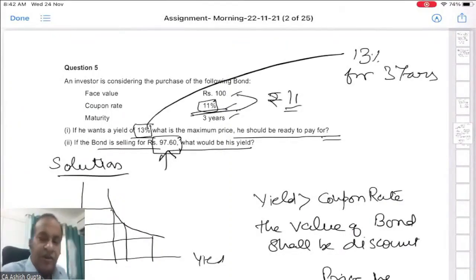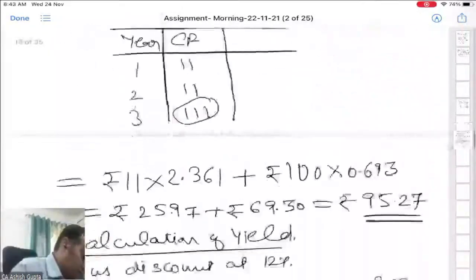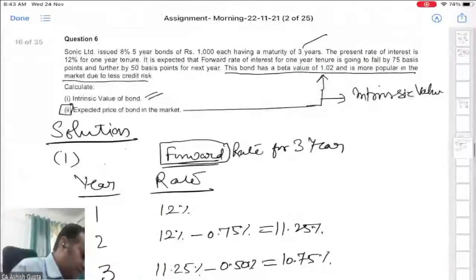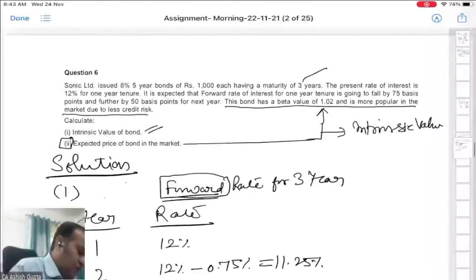Now, I'm just taking you back to the question number. My mistake. It's question number five. Sorry, students. Sorry, question number six. Yeah. Now, I'm just again reading out the question.